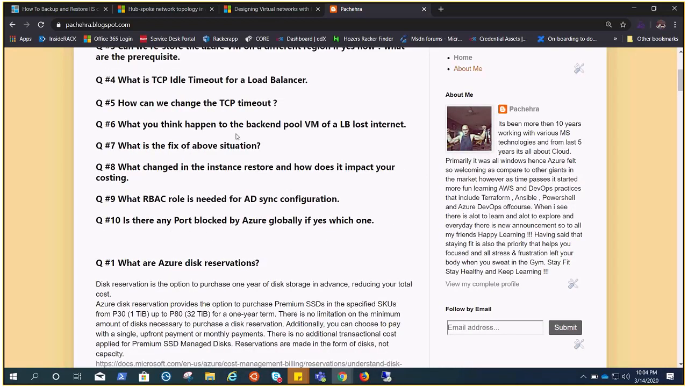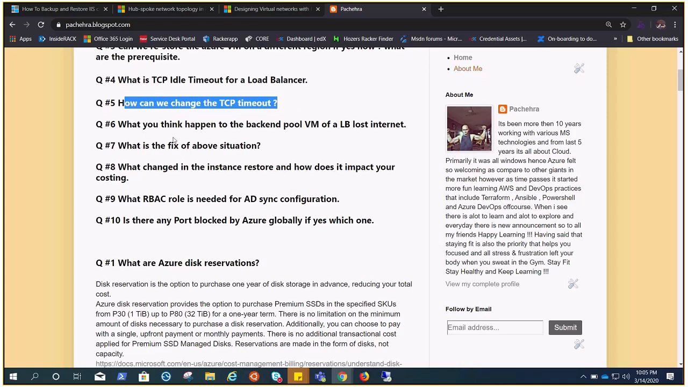Now, what do you think happened to the backend? Okay, we missed this one. How can we change the TCP timeout? That's a question for the Azure infrastructure people who actually create the resources. Well, you can create or you can change the TCP timeout on the public IP where you have the configuration settings, or to the load balancer's load balancing rule. You can change there as well. 30 minutes is the maximum that you can change.